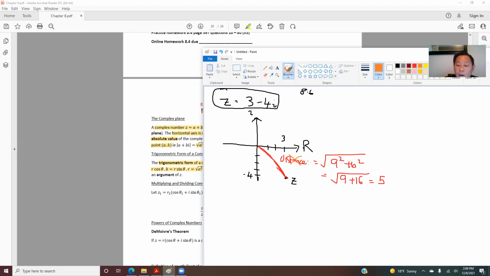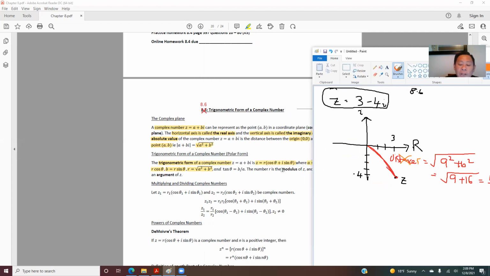in your trigonometric form, this is called your r. And we have a name for that. We call it the modulus. Okay. So the number r is the modulus. So modulus, distance, absolute value, this square root of a squared plus b squared, they are all the same thing.